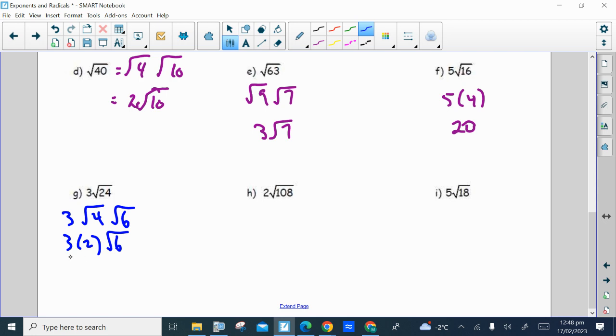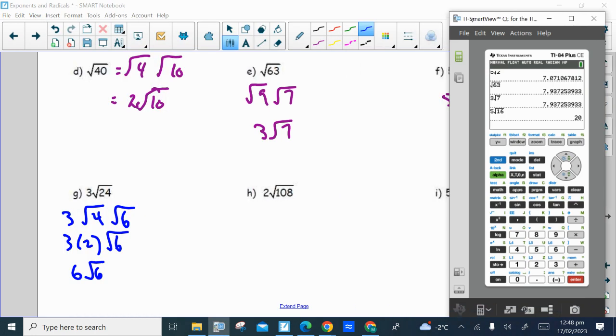And then you can multiply the 2 numbers in front. 3 times 2 is 6. So there's the answer that we've gotten. 6 root 6. Okay, the 6 under the radical cannot be broken down anymore, so we're going to assume that we're done. But we'll check to make sure that what we got at the end is equivalent to what we started with. And it is. Yes, sir.